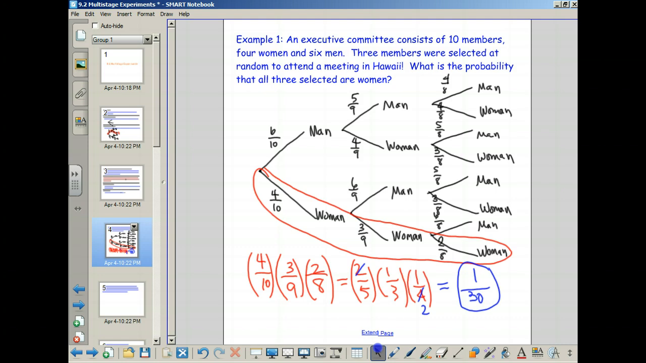It's not real likely, right? But it's really not all that likely that all men get to go either. We multiply from that half that all men get to go. That's not very likely either. Most likely is I'm going to have some of both, right? It's one of each. All right, so that's an example.